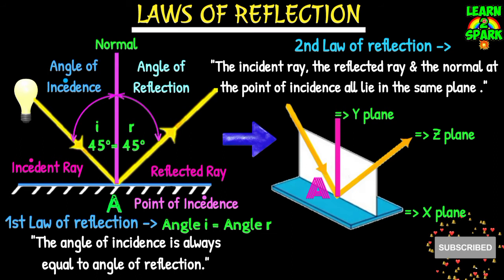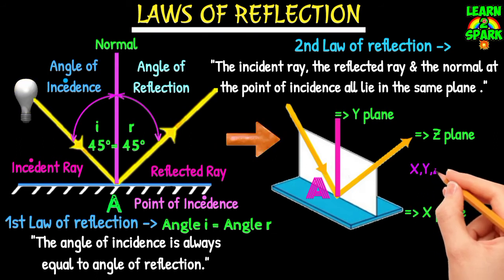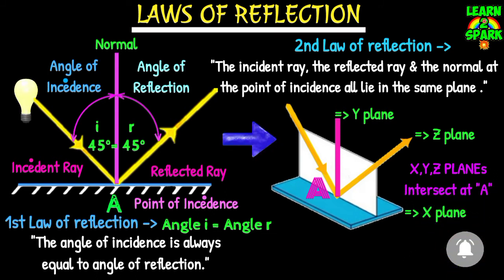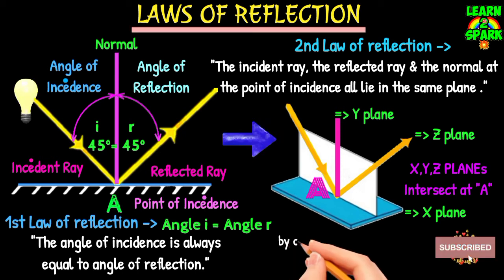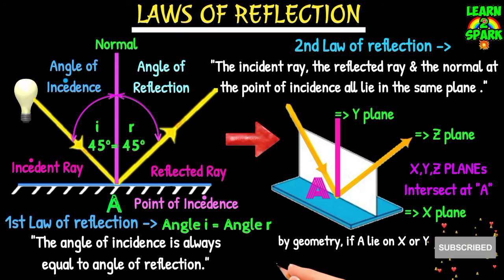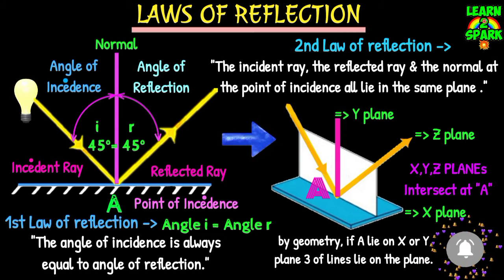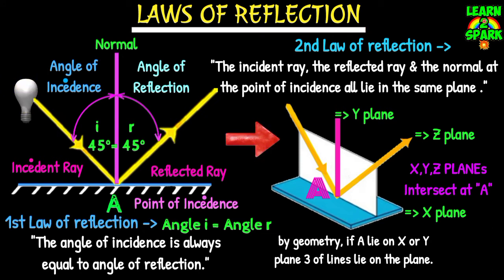But as the incident ray, the reflected ray, and the normal are intersecting at the point A, the x, y, and z planes are also intersecting at the point A. So wherever A lies, three of those lines should lie there. We can also say that by the geometry, if A lies on the x-plane or y-plane or any of the planes, three of the lines should lie on that plane. Therefore, by the geometry and orientation, it is quite evident that the incident ray, the reflected ray, and the normal at the point of incidence all lie in the same plane, which is our second law of reflection.